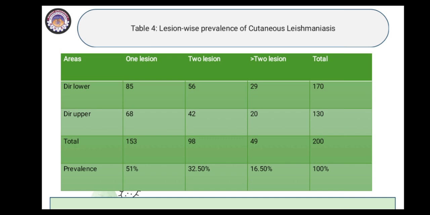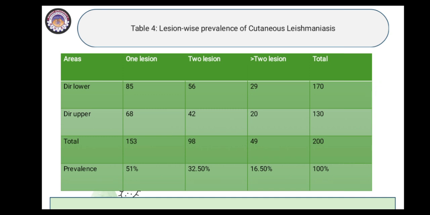Lesion-wise prevalence of cutaneous leishmaniasis, Dir Upper, Dir Lower, total prevalence. In Dir Lower, 1 lesion 85, 2 lesions 56, and greater than 2 lesions 29, and total 170. In Dir Upper, 1 lesion 68, 2 lesions 42, greater than 2 lesions 20, and 130 total.